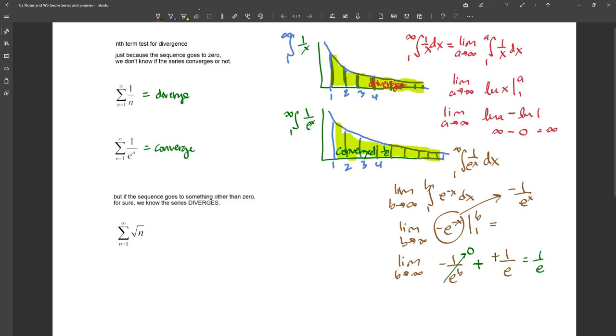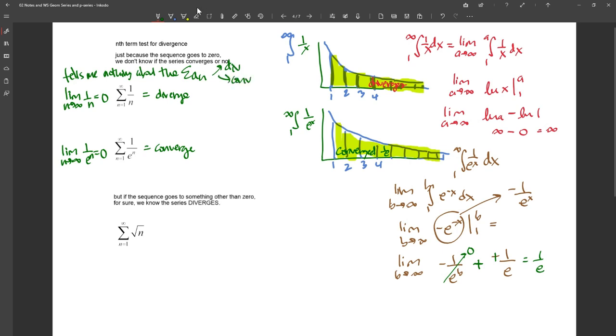even though if I took the limit as n goes to infinity of 1 over n, this would give me 0. This gets bigger and bigger. If I took the limit as n goes to infinity of 1 over e to the n, what would this give me? This number would get bigger and bigger and bigger. This would give me 0. So knowing that this limit is equal to 0 tells me nothing about the series, if it diverges or converges.